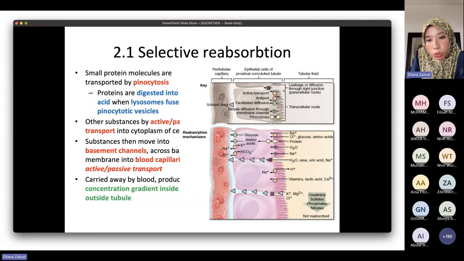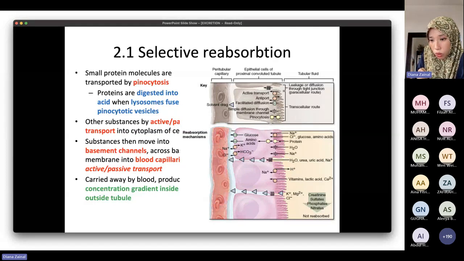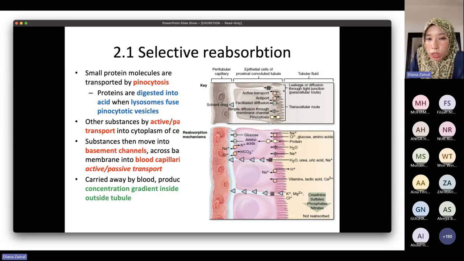Okay, so over here is going to show you lah what are the things carried away by blood, producing a concentration gradient inside and outside the tubule. So over here, this is your tubular fluid. Maknanya your filtrate tu, yang sebelum dijadikan sebagai air kencing tu. So this is your epithelial cells ataupun the layer of cells, the outermost layer before entering the blood. So this is the tubular fluid, and there will be a lot of substances yang terlepas daripada ultrafiltration process tadi. You have the water lah, protein and all, right? And also the vitamins, amino acid.